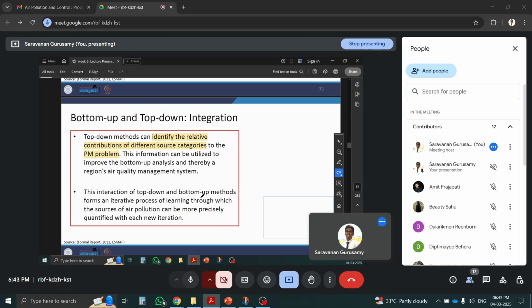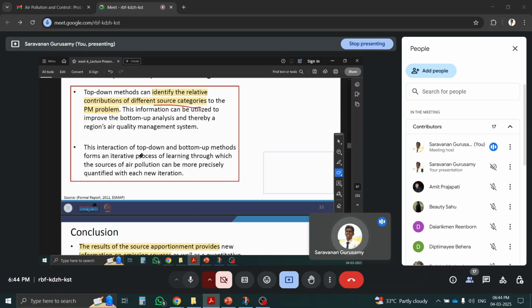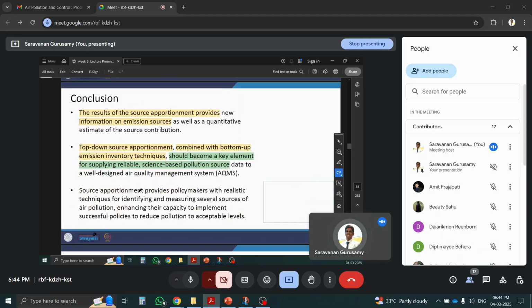Okay, so how do we integrate the bottom-up and top-down methods? To get the advantages of both methods, we integrate them. With top-down we can identify the relative contribution of different source categories. Then the interaction of the top-down and bottom-up methods forms an interactive process of learning through which the sources of air pollution can be precisely quantified, because it neglects the disadvantages of both models.